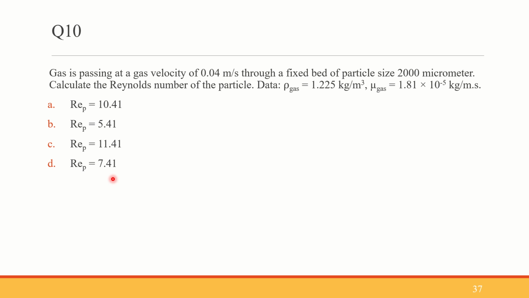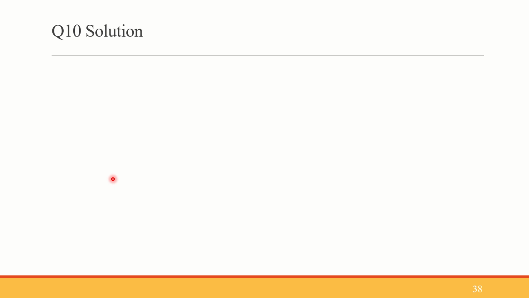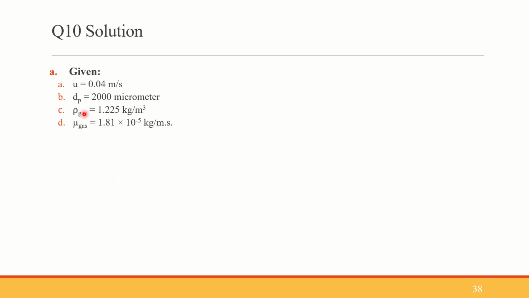So the answer is actually option B, that is, the Reynolds number of the particle is equal to 5.41. So we will see the solution. First, the velocity of the gas is given as 0.04 meter per second, the diameter of the particle is 2000 micrometer, the density of gas is 1.225 kg per meter cube, and the viscosity of gas is 1.81 into 10 power minus 5 kg per meter second. We are asked to find the particle Reynolds number, and the Reynolds number of the particle is equal to rho v dp by mu.